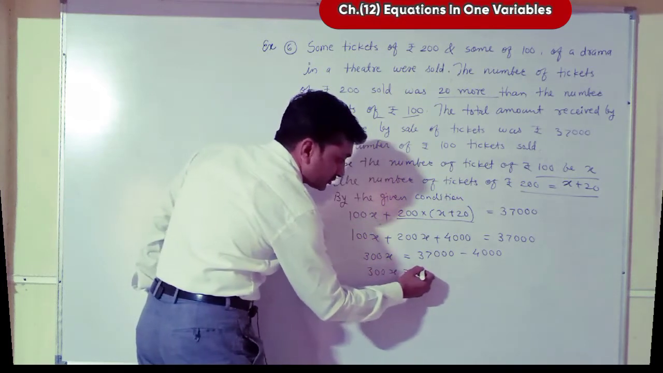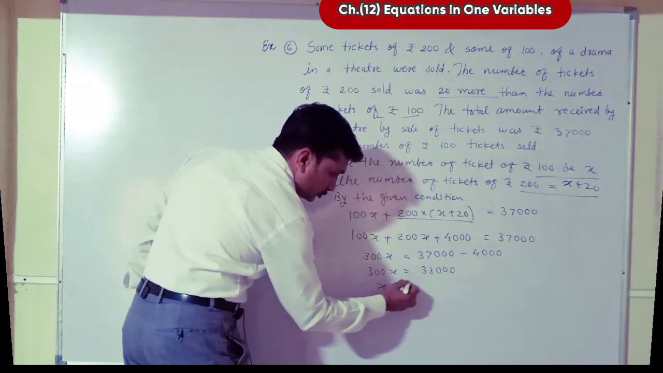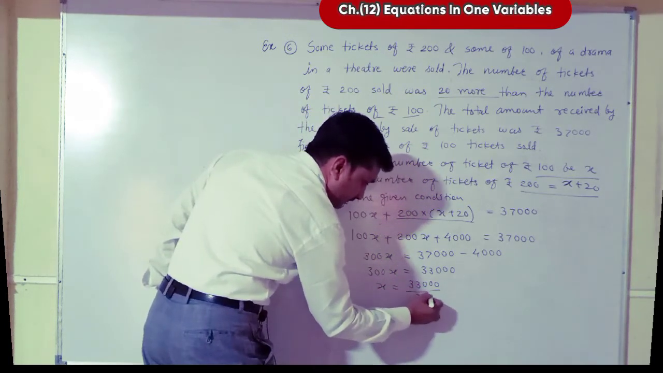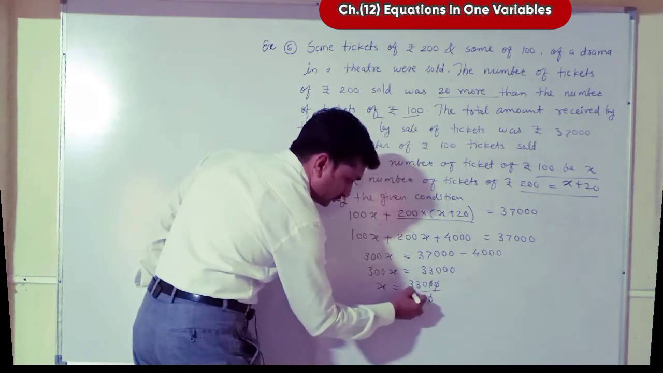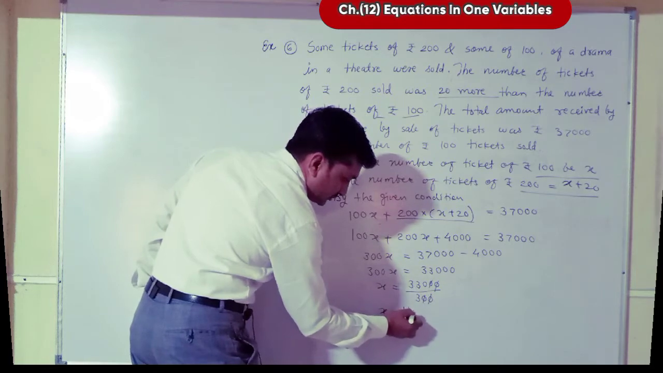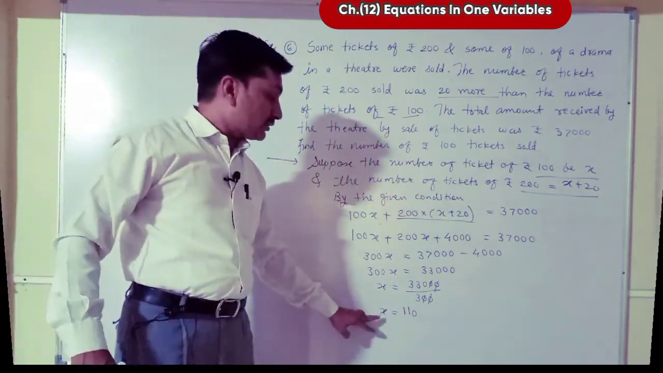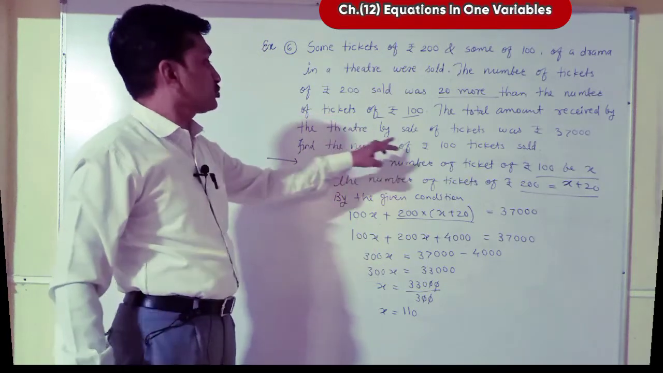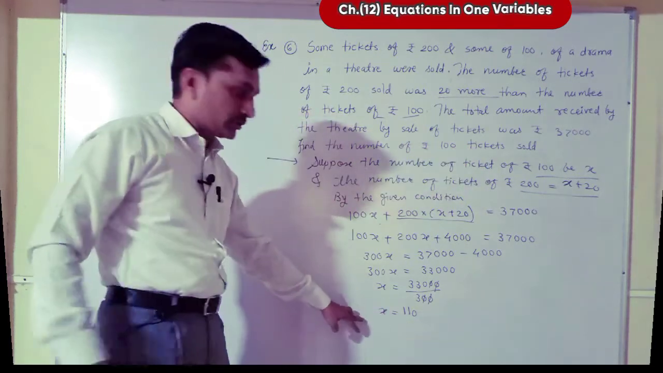300x is equal to minus 33,000. x is equal to 33,000 divided by 300. The 2 zeros cancel. Therefore x is equal to 330 divided by 3, which is 110. x is equal to 110. These are the number of tickets of rupees 100. What is to be found? Find the number of rupees 100 tickets. Then that is the answer only.